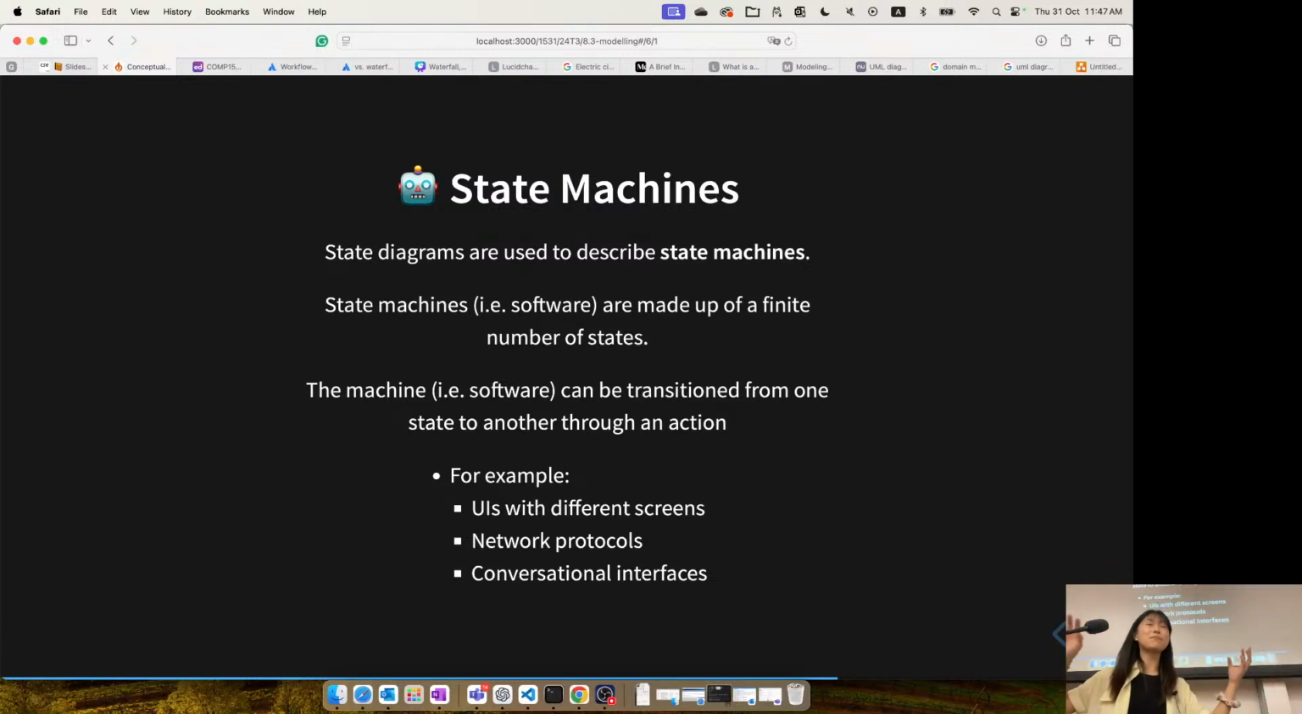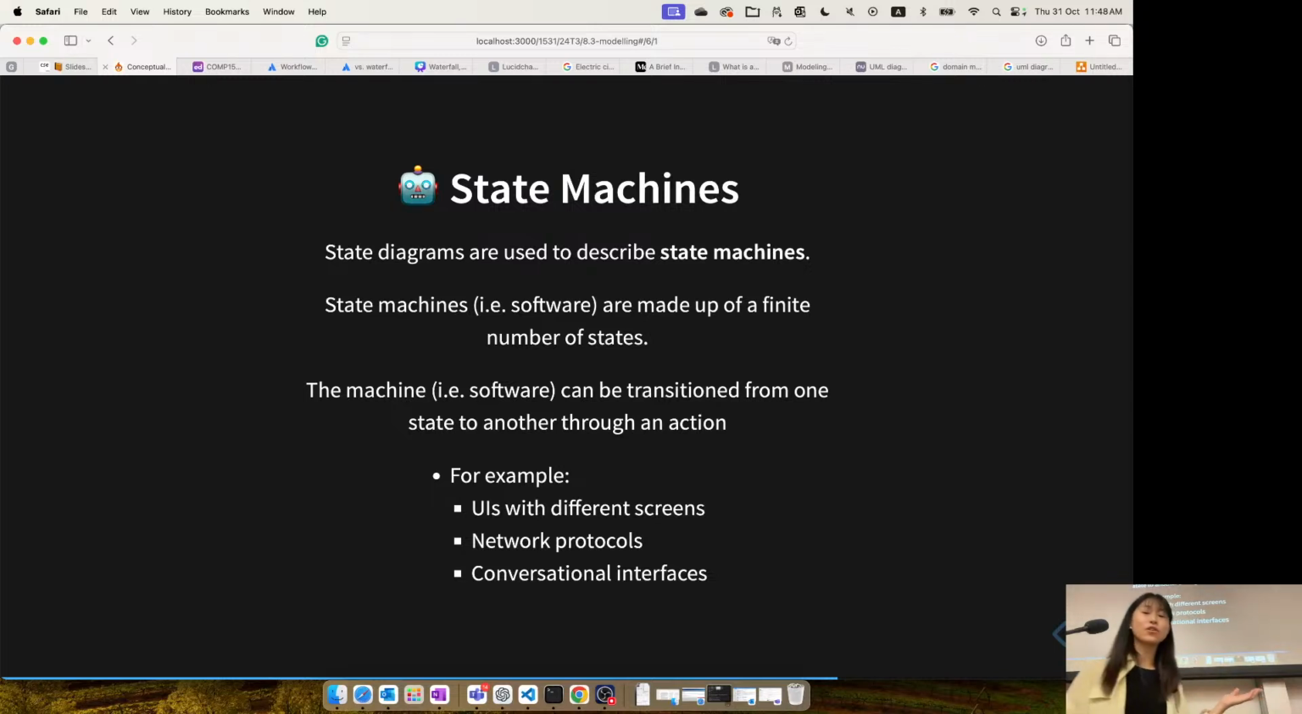So state machines are made of a finite number of states. A good example of a state machine is a laptop, a software system, or the Opal card example. It has different states, it can be described with those states, it has a finite number of states, and it can transition from one state to another. This is called a state machine. All software systems are state machines, so we can always use state diagrams to describe our software systems.